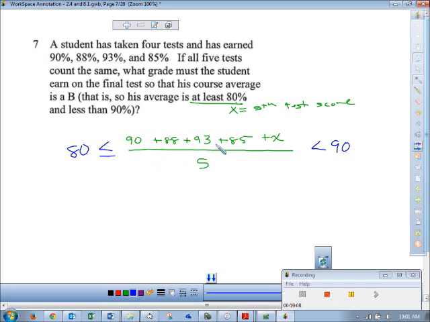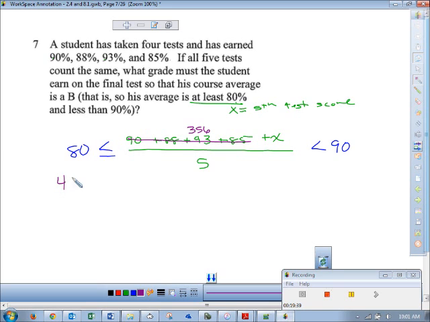Why don't you add these numbers together for me real quick, the 90, 88, 93, and 85. How much is all of that? Okay? If you don't want to rewrite this, you could just scratch this out and put 356 right above it. You know, that's 356. Now all we're trying to do is get x in the middle by itself. Here's a nasty divide by 5. How would you get rid of the divide by 5? Multiply all 3 places by 5.